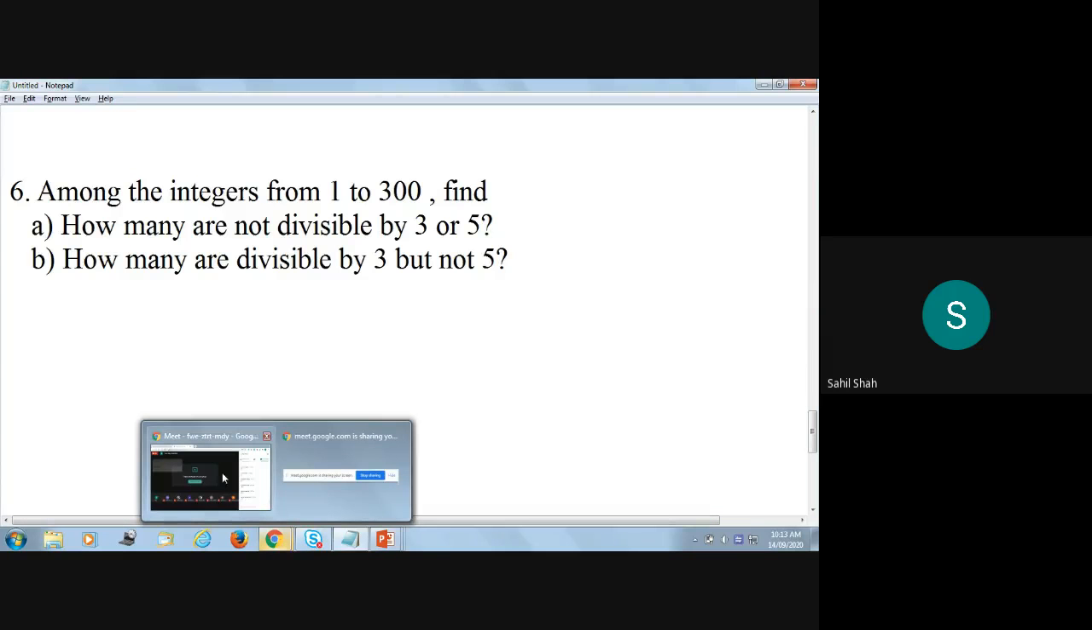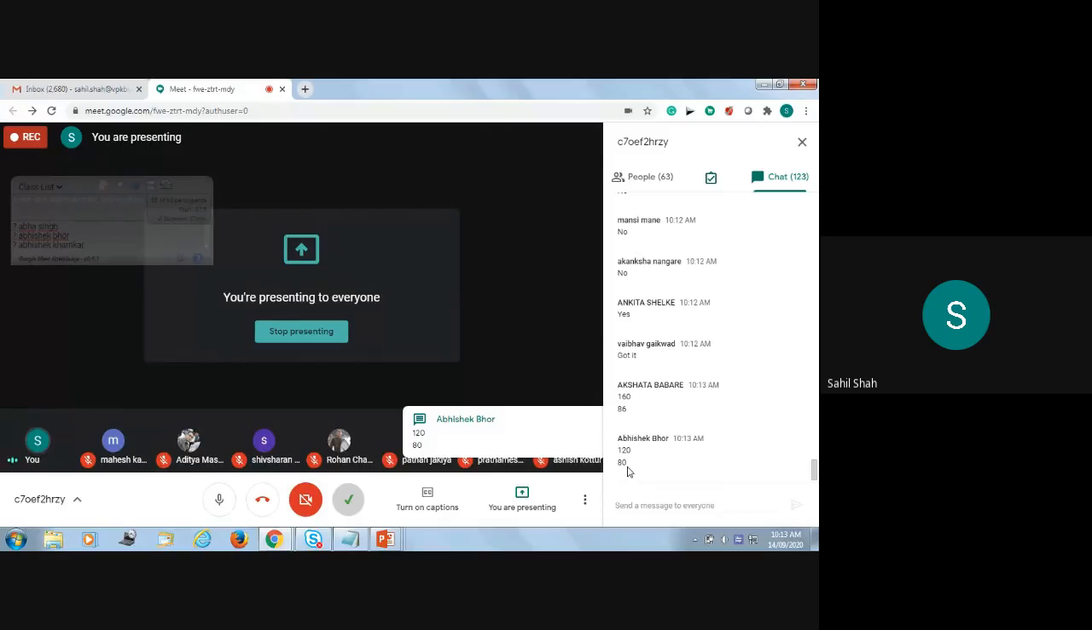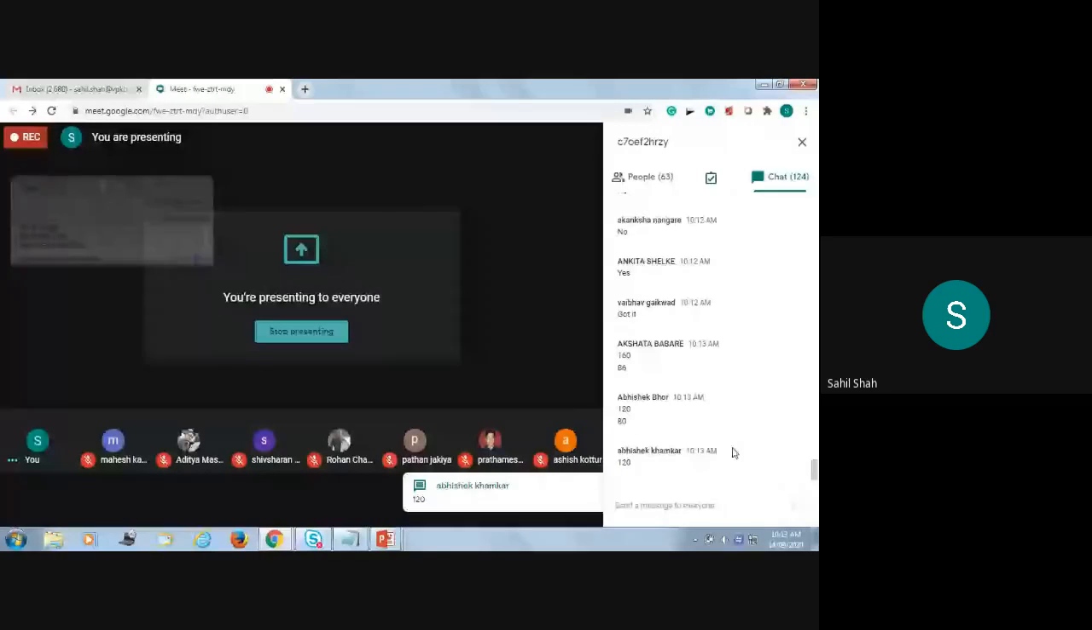160 and 86. Correct. Akshada, correct. Abhishek, wrong. The answer is 160 and 86. Correct. Very good. Okay. Akshada, would you like to share your screen and show to your friends? No, no. The answer is 160 and 86.